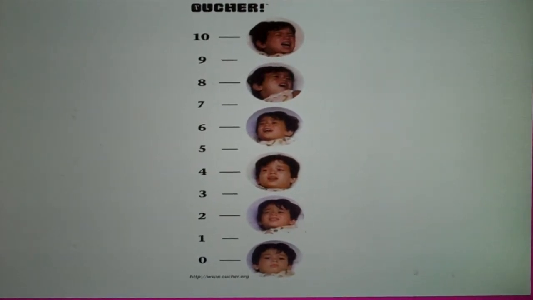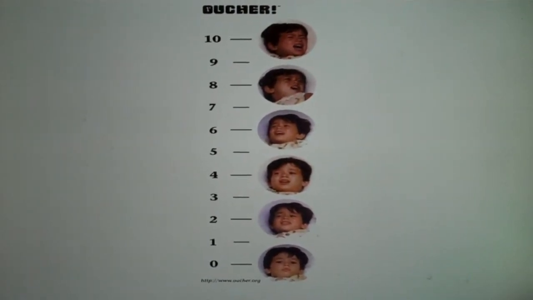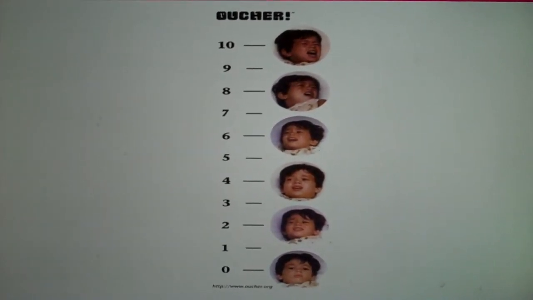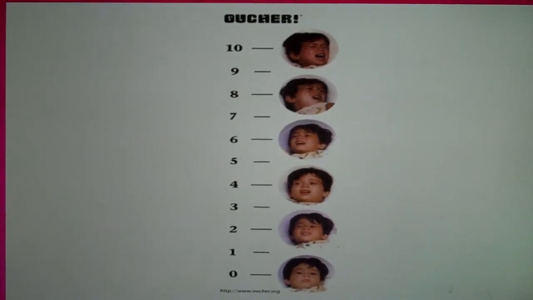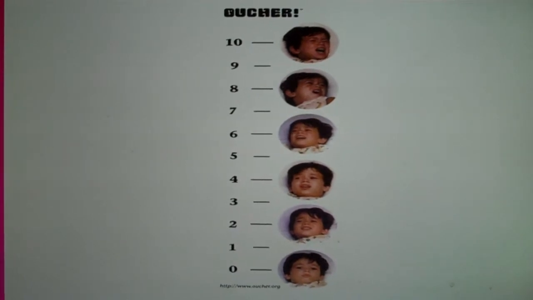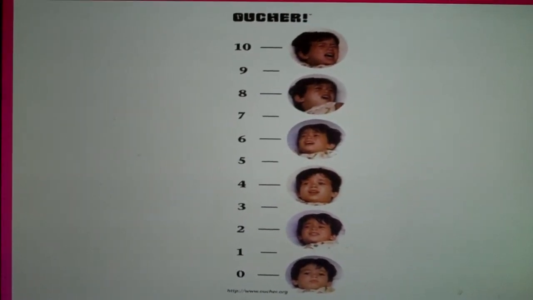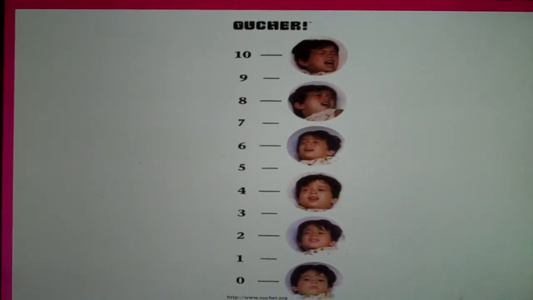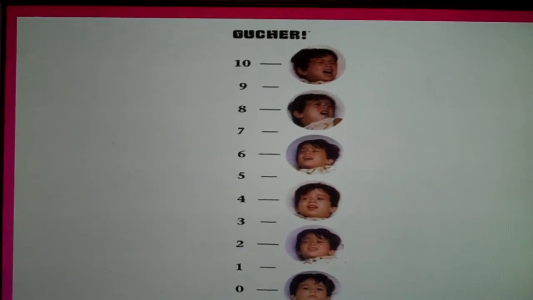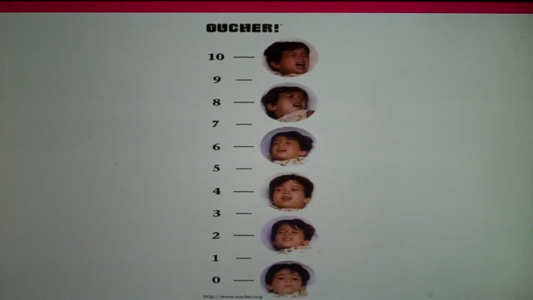Here's an example of the Oucher pain scale. So they have actual pictures. It's similar to the FACES scale, but the kids will arrange the pictures from what they think represents hurting versus not hurting. Then they choose the picture that best describes their pain level. It's appropriate for ages 3 to 13.